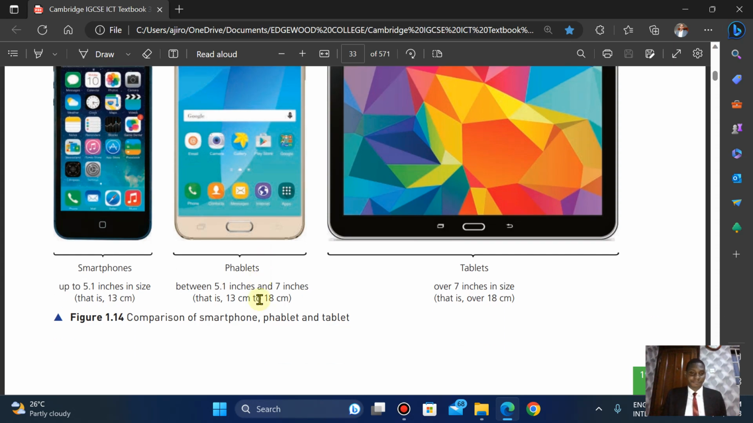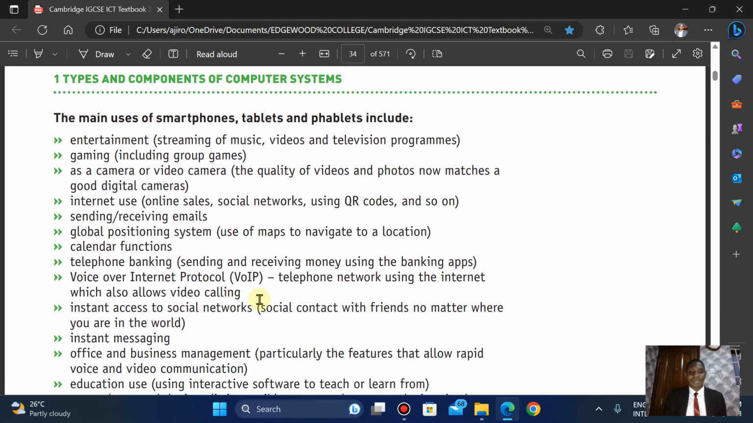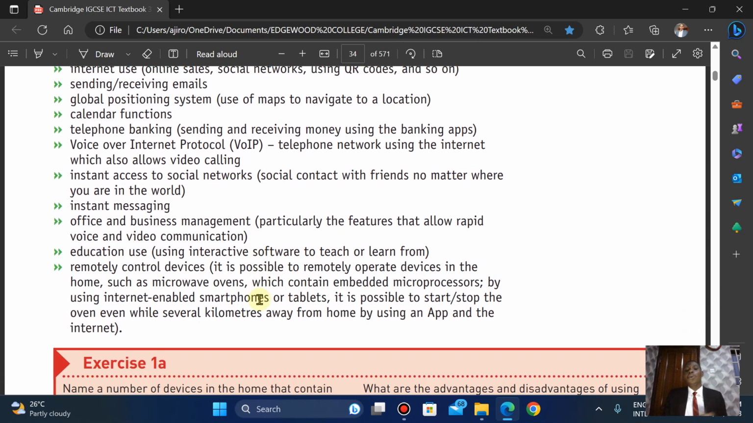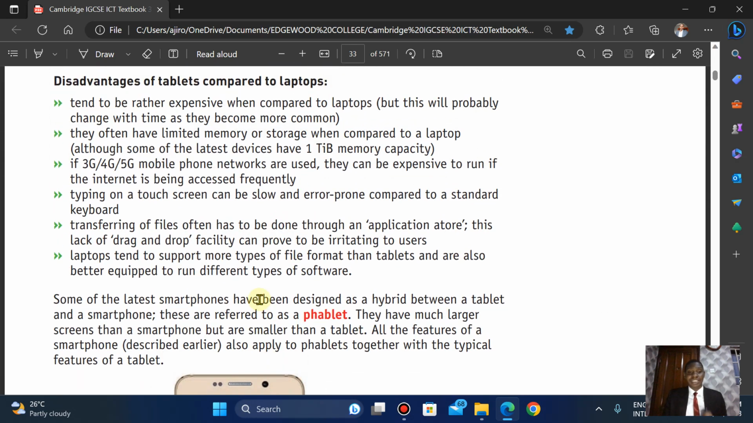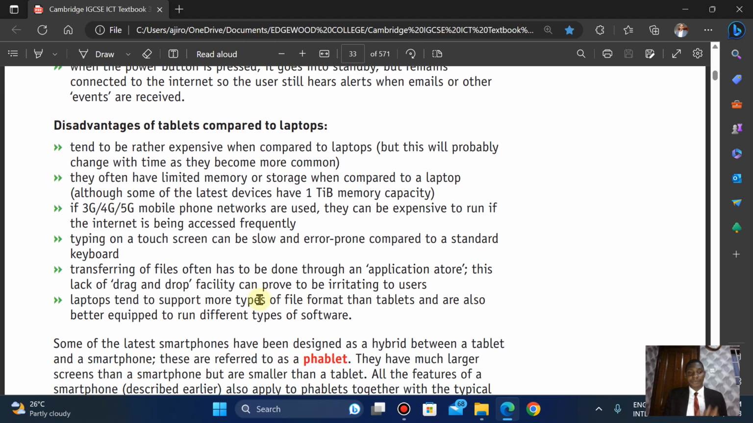Okay, so like I said, it's similar. Now the uses of the smartphone, the tablet, and the phablet, right? They're used for entertainment, gaming, cameras, internet use, global positioning system, telephone banking, internet access to social networking, instant messaging, office and business management, educational use. So many. Literally, there are so many when we talk about them.